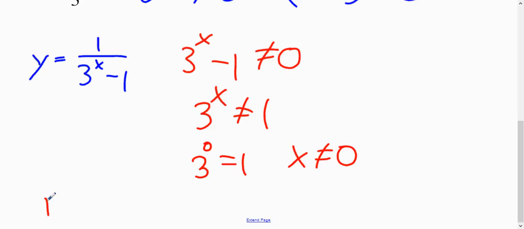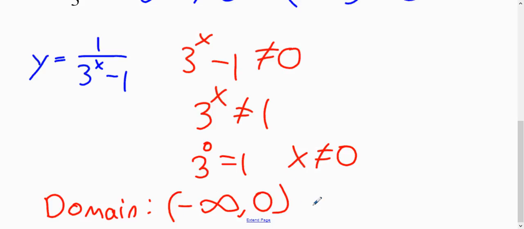So our domain is everything except x cannot be 0, so we show that by negative infinity to 0, union 0 to infinity. You just got to take the 0 out of the interval.